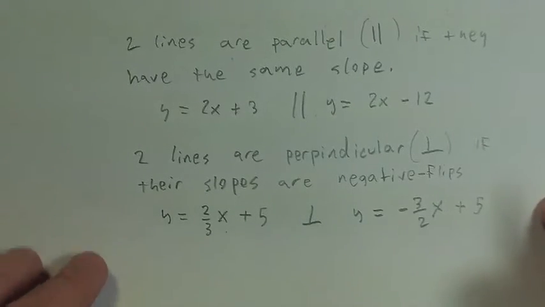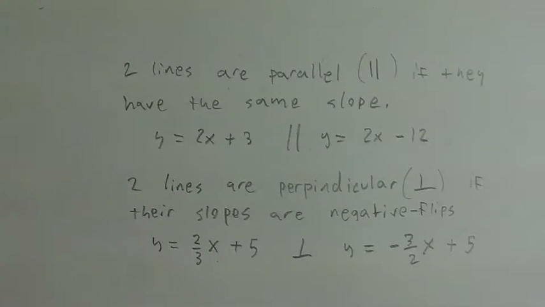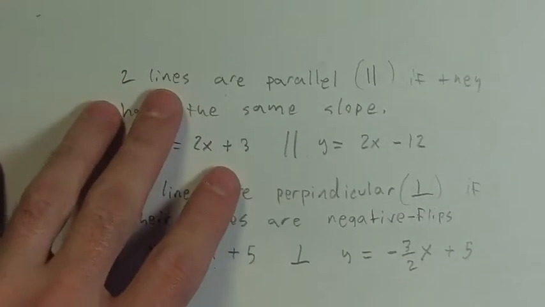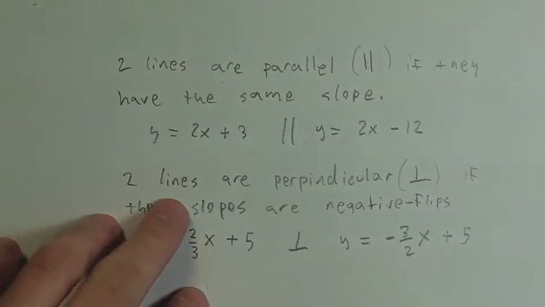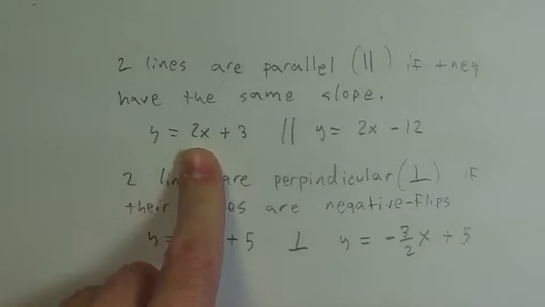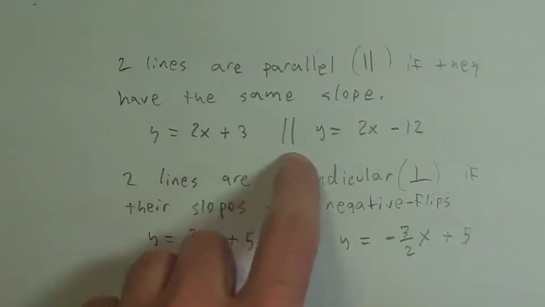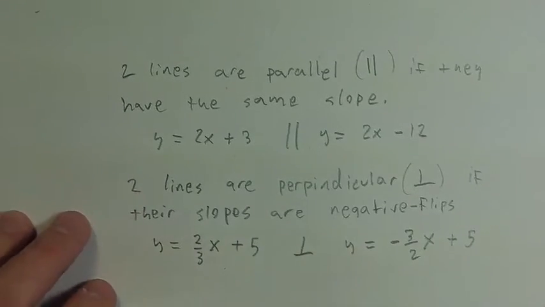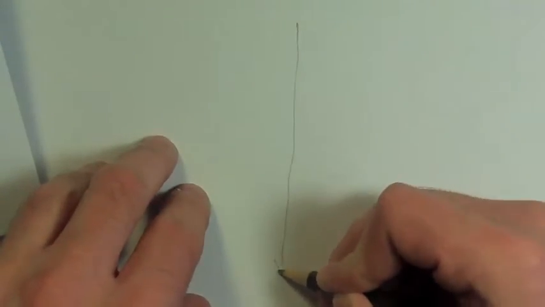The last thing to really talk about as far as lines is concerned: remember, when you want to find the equation of lines or graph them, you need the slope and you need a point. Two lines are parallel if they have the same slope. So if two lines have equal slope, that means they're parallel. So the line 2x plus 3 and the line 2x minus 12 are parallel. And we can actually graph that and see it.